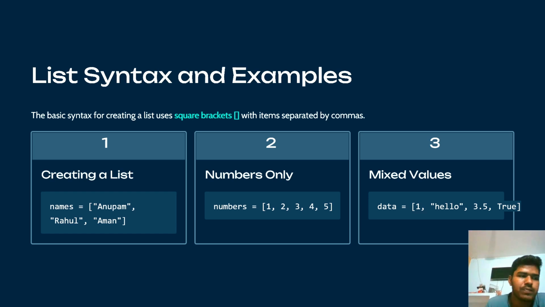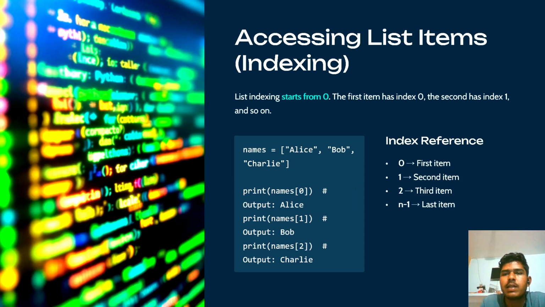Okay. So accessing list items. That is also known as indexing. List indexing starts from 0. The first item has index 0, the second has index 1, and so on. Okay, names is equal to Alice, Bob, Charlie. Print names 0. Our index reference is like 0, first item, second item. Okay, so this is indexing.